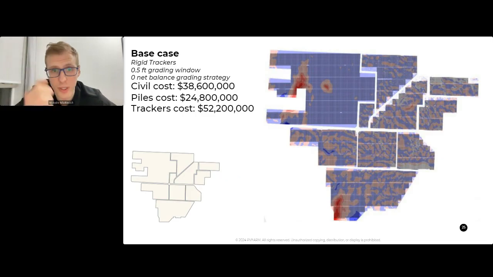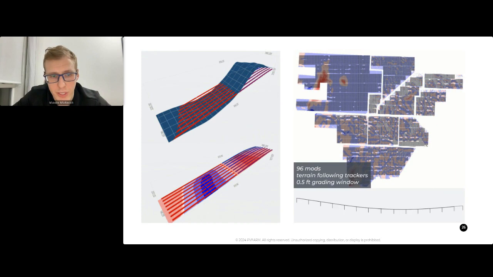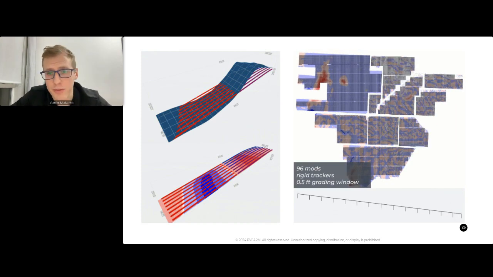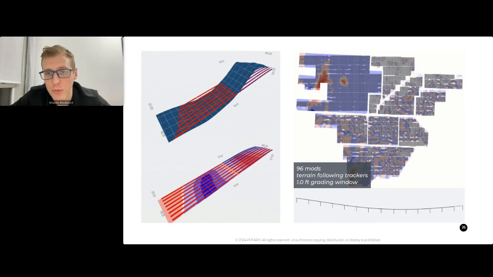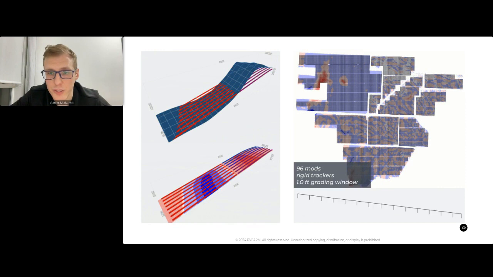So what did we do? We grabbed the base case again: rigid trackers, half foot gradient window, zero net balance grading strategy, meaning that we wanted the same amount of cut and fill. We got quantities, we got some rates and benchmarks from the market, and so we got the cost for our base case, which was around 110 million for this particular project in total. Then we wanted to test a bunch of different strategies. We wanted to test 6 different scenarios with different grading windows, half foot, 1 foot, 1.5 feet, and different trackers: the first 3 options with rigid trackers, and the second 3 options with terrain following trackers.